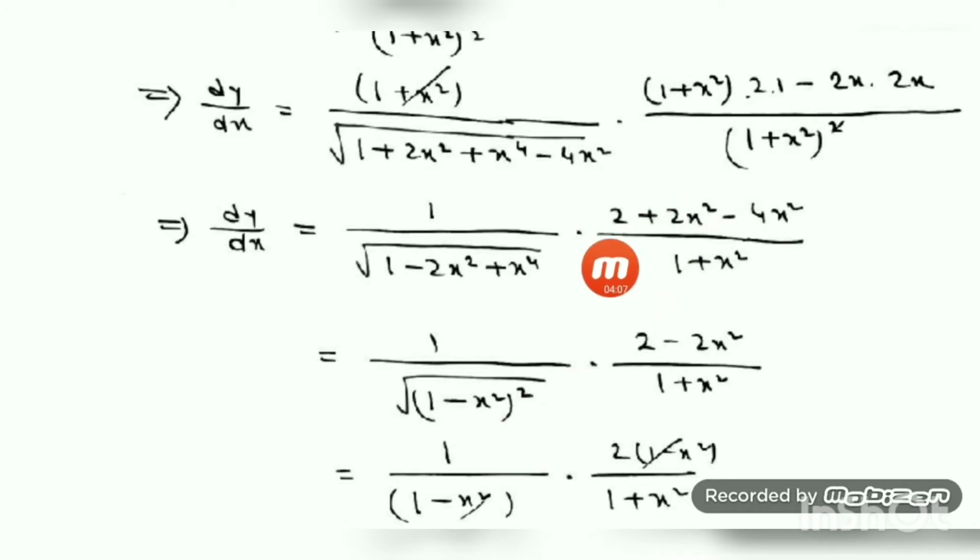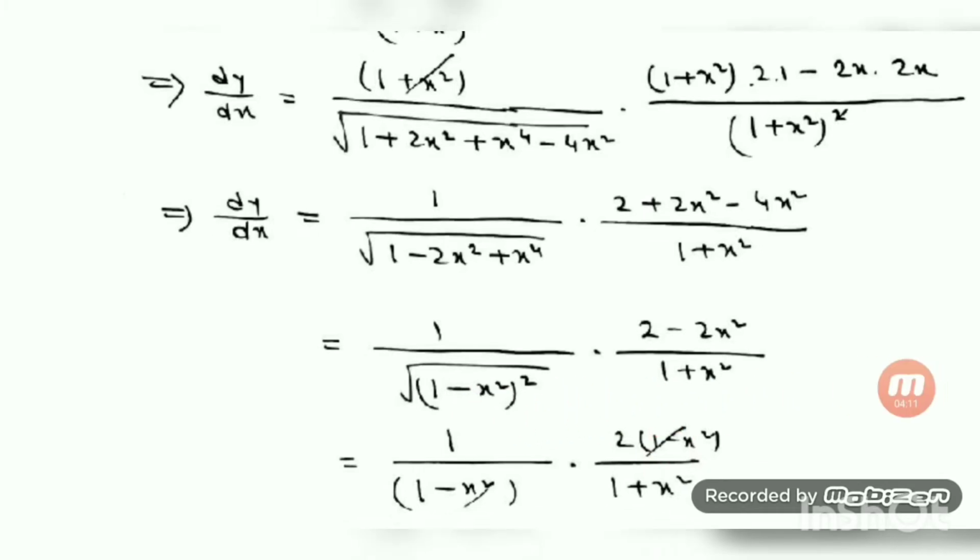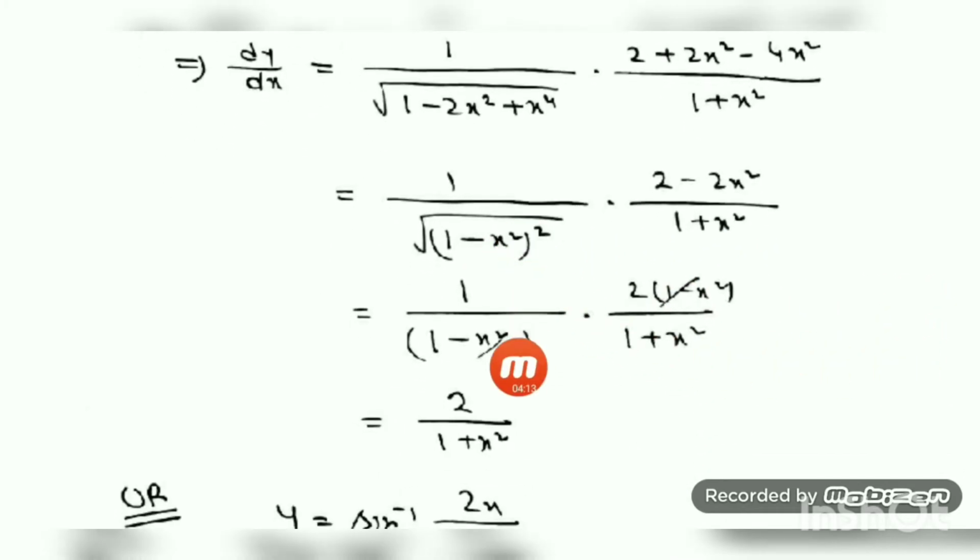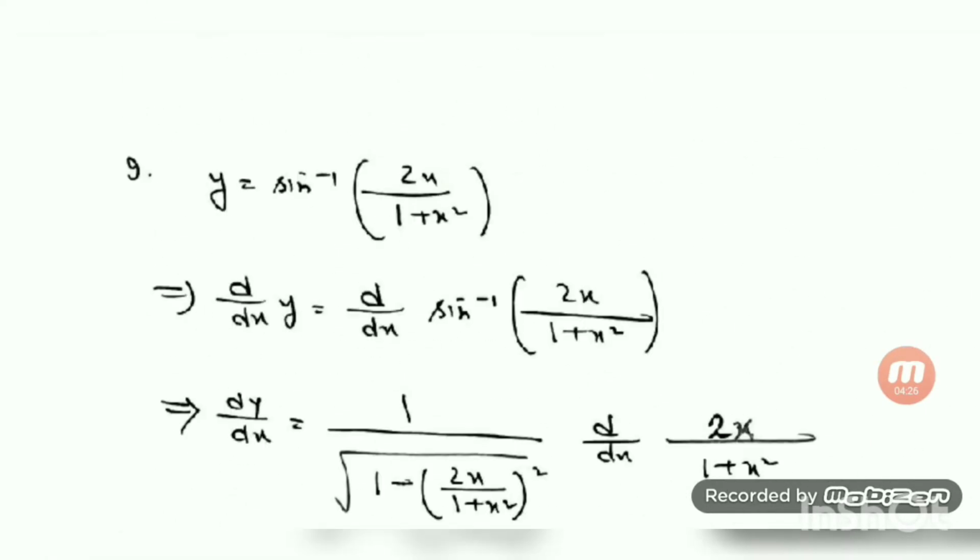So you can write down 2 minus 2x square by 1 plus x square. This is whole square, so we can remove this square root. Then we'll have 1 minus x square. And here taking 2 common, 1 minus x square by 1 plus x square. These are cancelled out, and we have what? 2 by 1 plus x square is your answer. So here this derivative is completed.